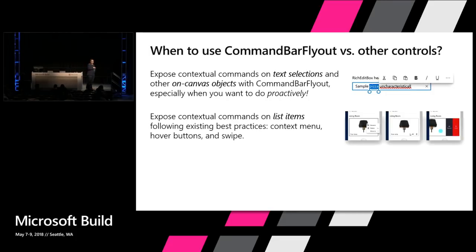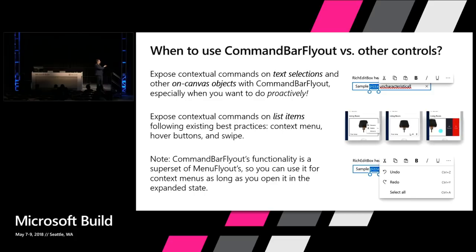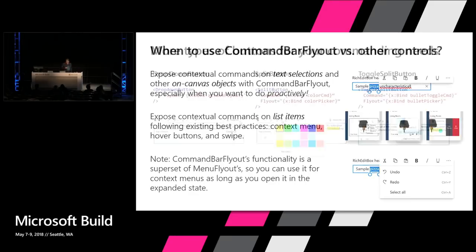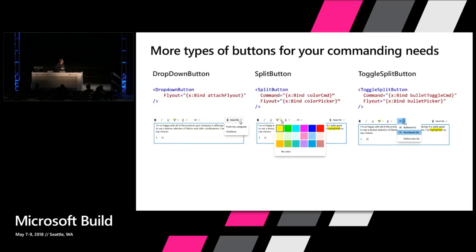If you have lists, we still recommend you follow the standard pattern, the practice that's there of having the context menu and the swipe and the hover buttons, because pop-ups can kind of get in the way of navigation with keyboarding, and so you want to be thoughtful about when you use that. But to implement that context menu, you can use the command bar flyout if you'd like, because it does subsume the menu flyout's capabilities. Just put all your stuff in the secondary list, for example.